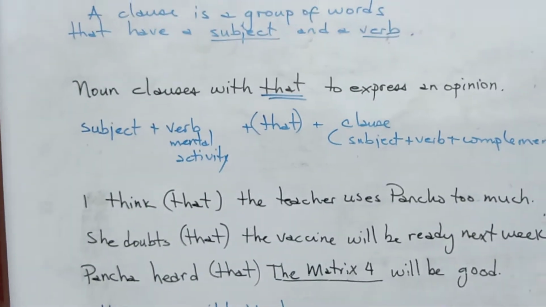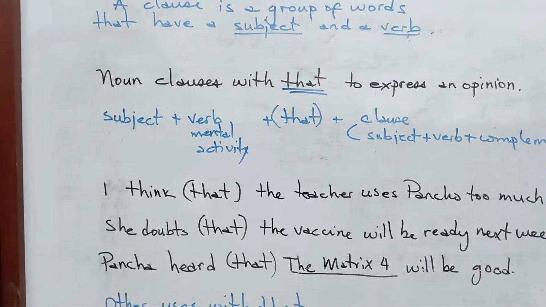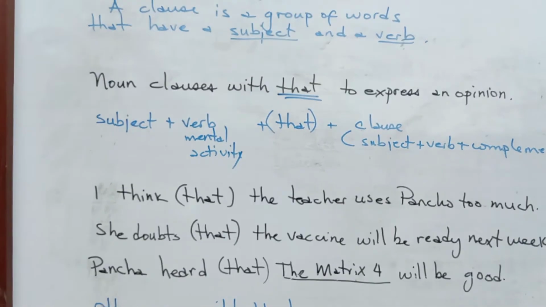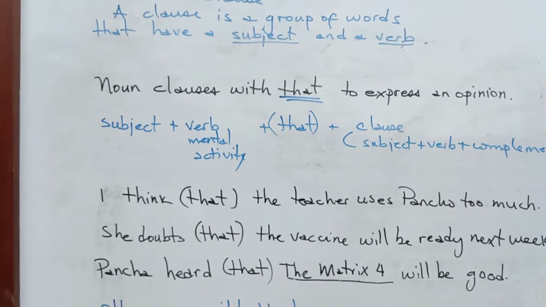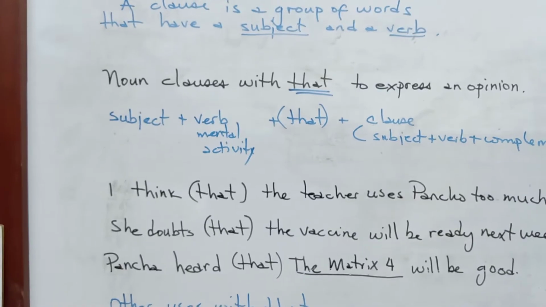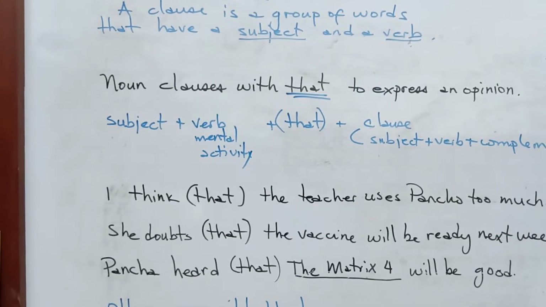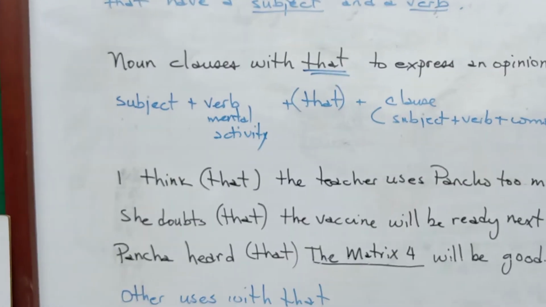It is important that after you use the word that, or after the verb of the mental activity, you need to write a subject for the noun clause. This is a very common mistake when you don't do it. Let's look at some examples.